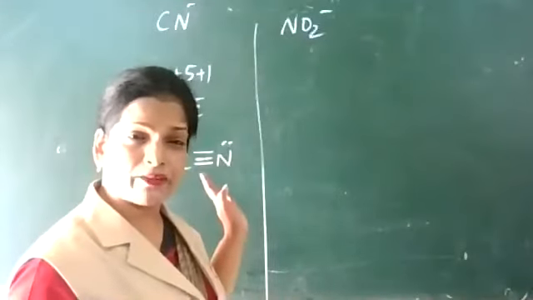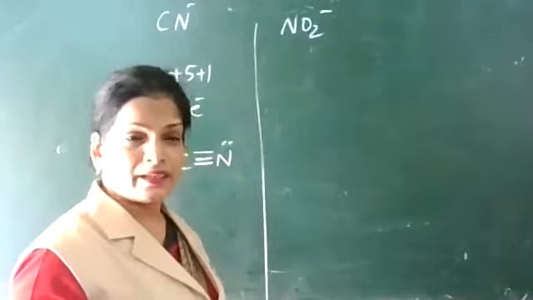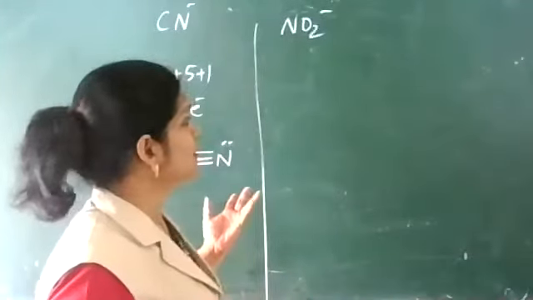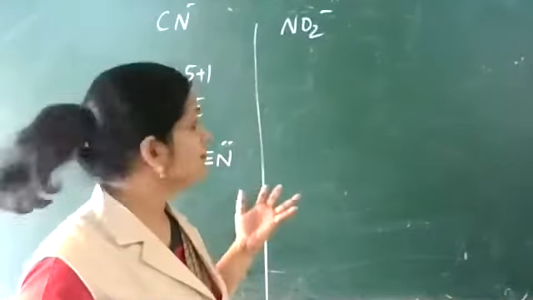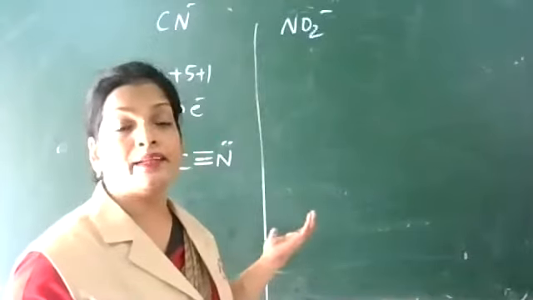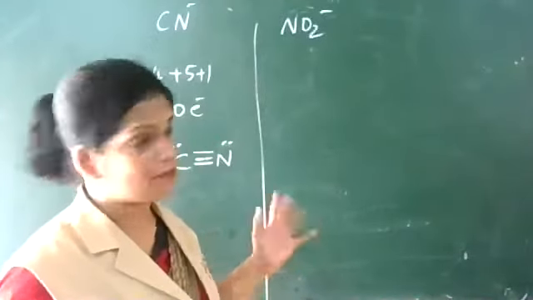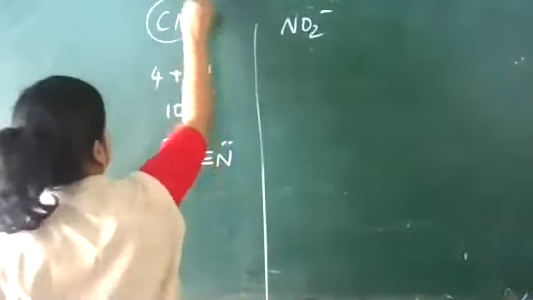Again, NO2. Nitrogen has got a pair of electrons. Both the oxygens are having pairs of electrons. Now, which will attack? Both can attack. If both attack at a time, then you will be getting different products. Okay, so we are going to see with the sign.